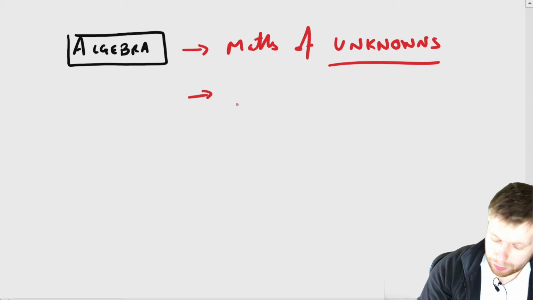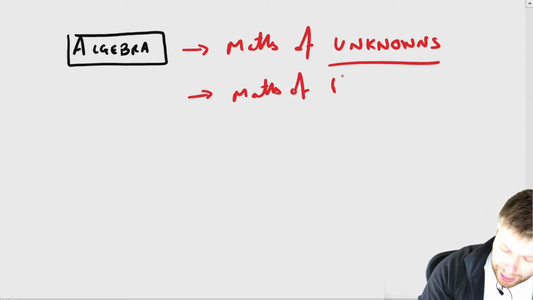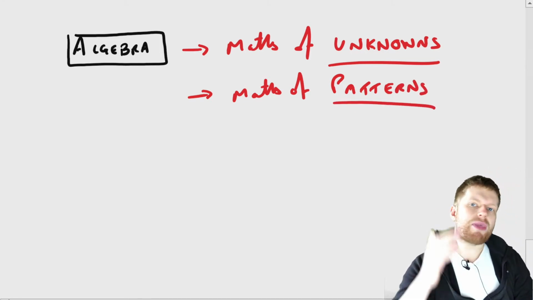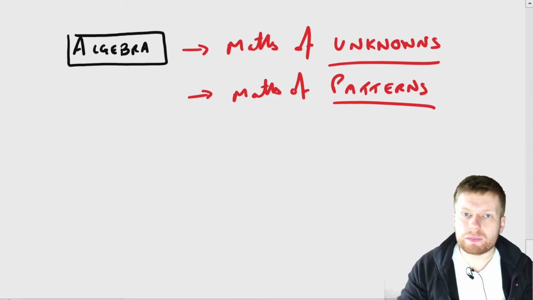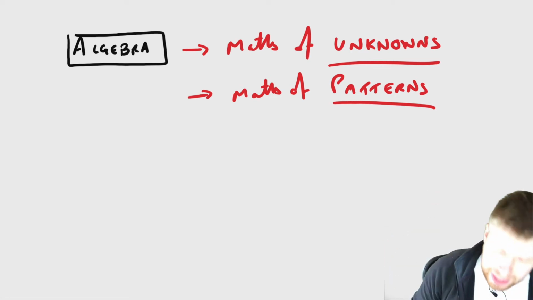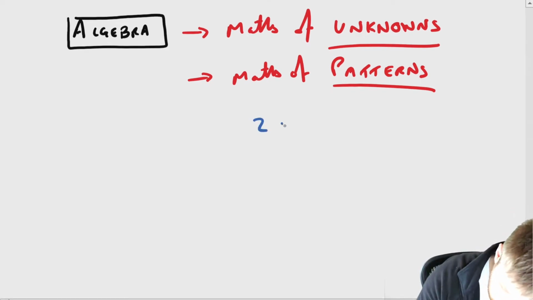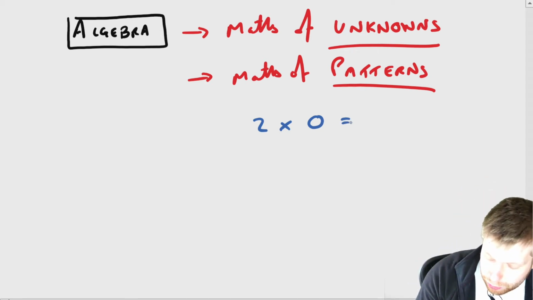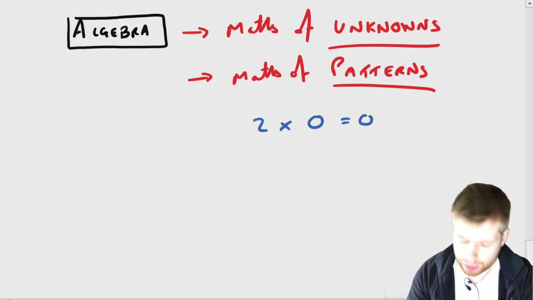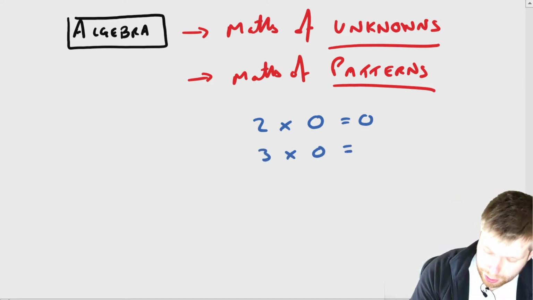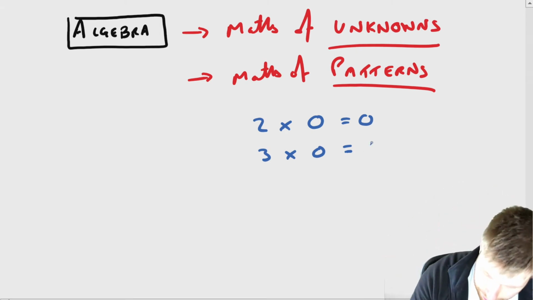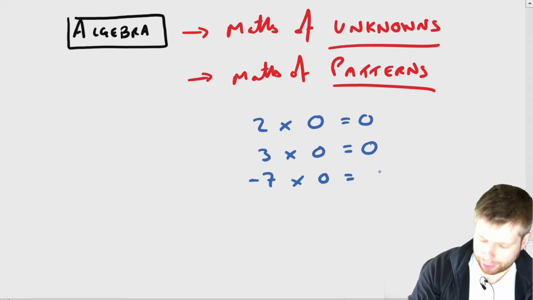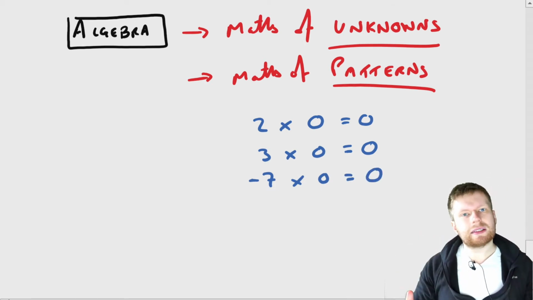The other way of looking at algebra is that it is the maths of patterns. We can use algebra to understand the patterns which we see around us. Let me give you an example. What is 2 times 0? You're thinking, 2 times 0, I think that's 0, and you can stick it in a calculator if you're not sure. What about 3 times 0? That's 0, right? You can even stick a negative number in there, let's say -7. If we multiply that by 0, what do we get? I think that's 0. So hopefully you're noticing a pattern, and this happens a lot in maths.